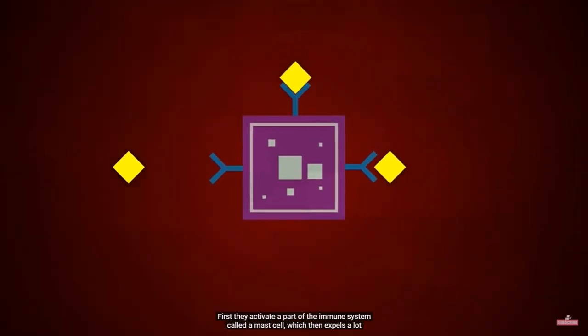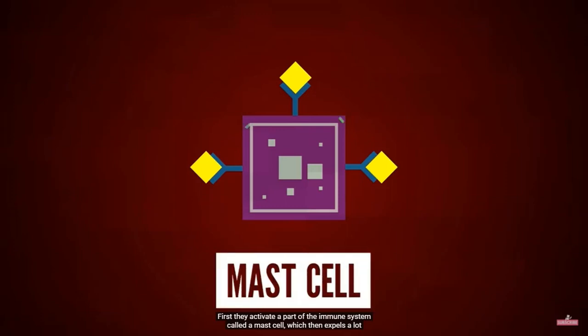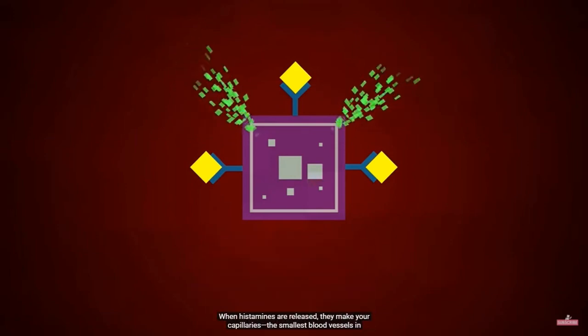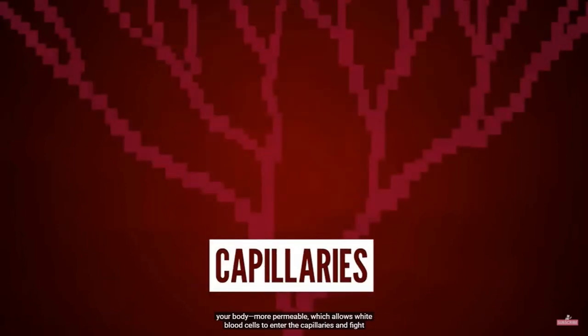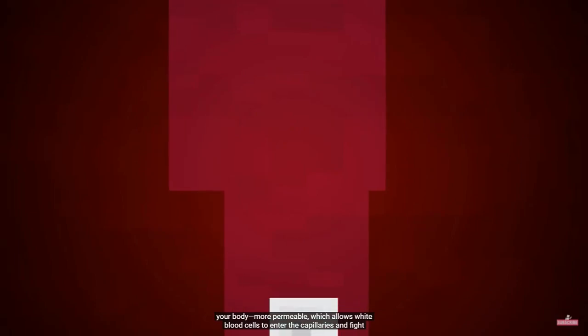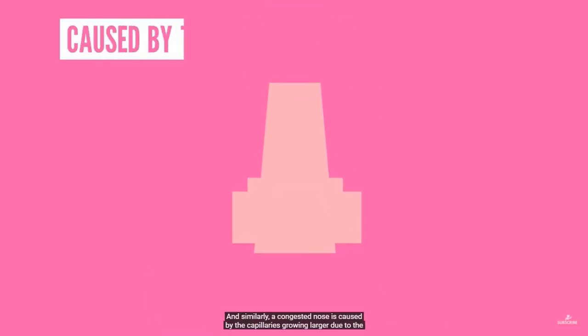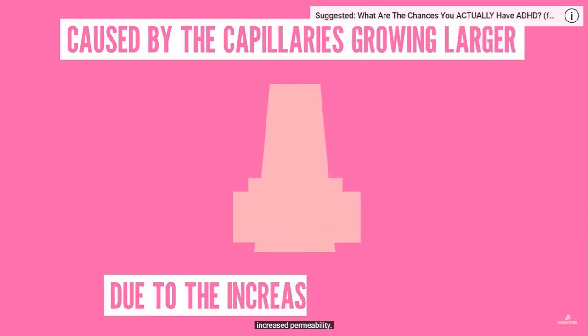First, they activate a part of the immune system called a mast cell, which then expels a lot of chemicals, like histamines. When histamines are released, they make your capillaries, the smallest blood vessels in your body, more permeable, which allows white blood cells to enter the capillaries and fight the allergens. However, increased permeability doesn't just let white blood cells in. It also lets fluids out, causing the watery eyes and runny nose that you know and love. I'm not crying, I swear, it's just allergies. And similarly, a congested nose is caused by the capillaries growing larger due to the increased permeability.